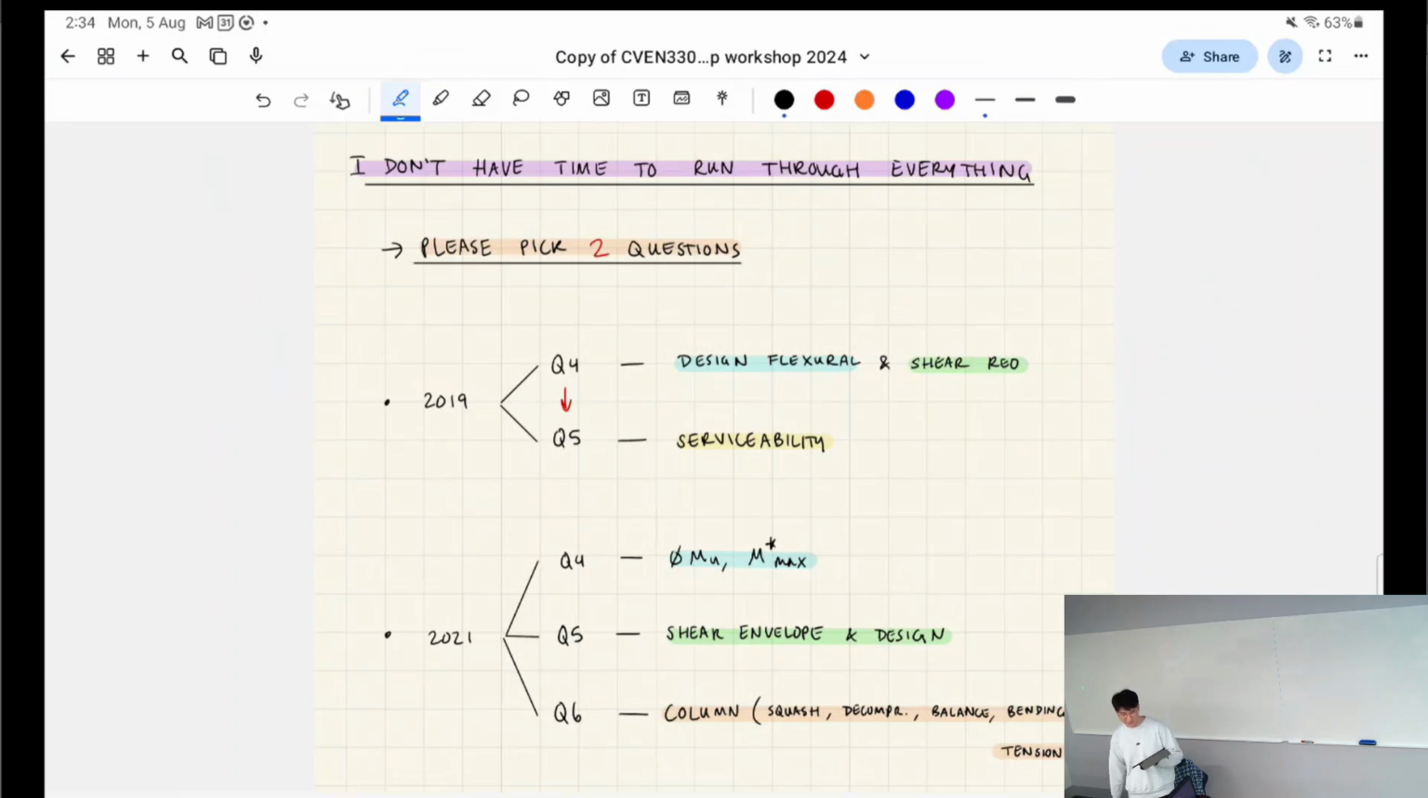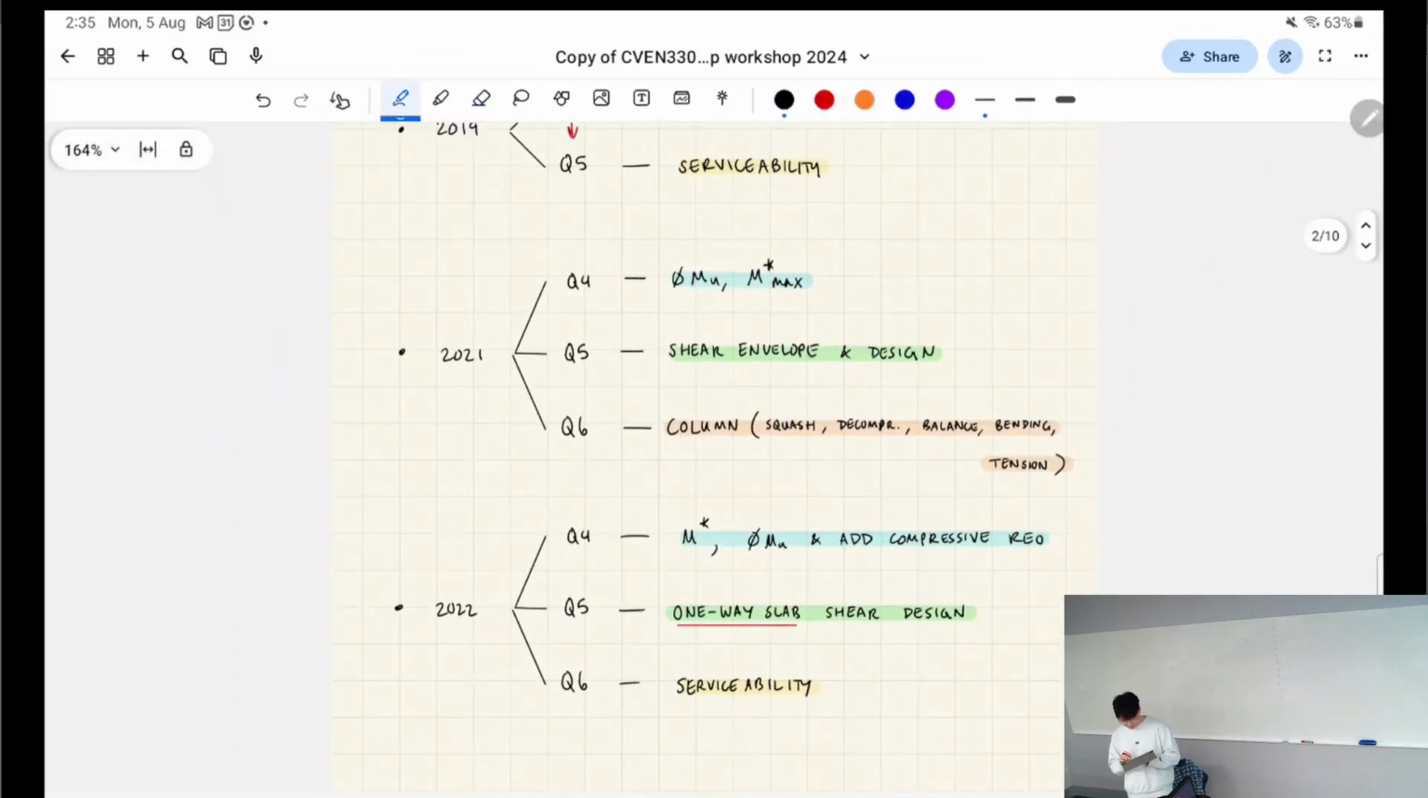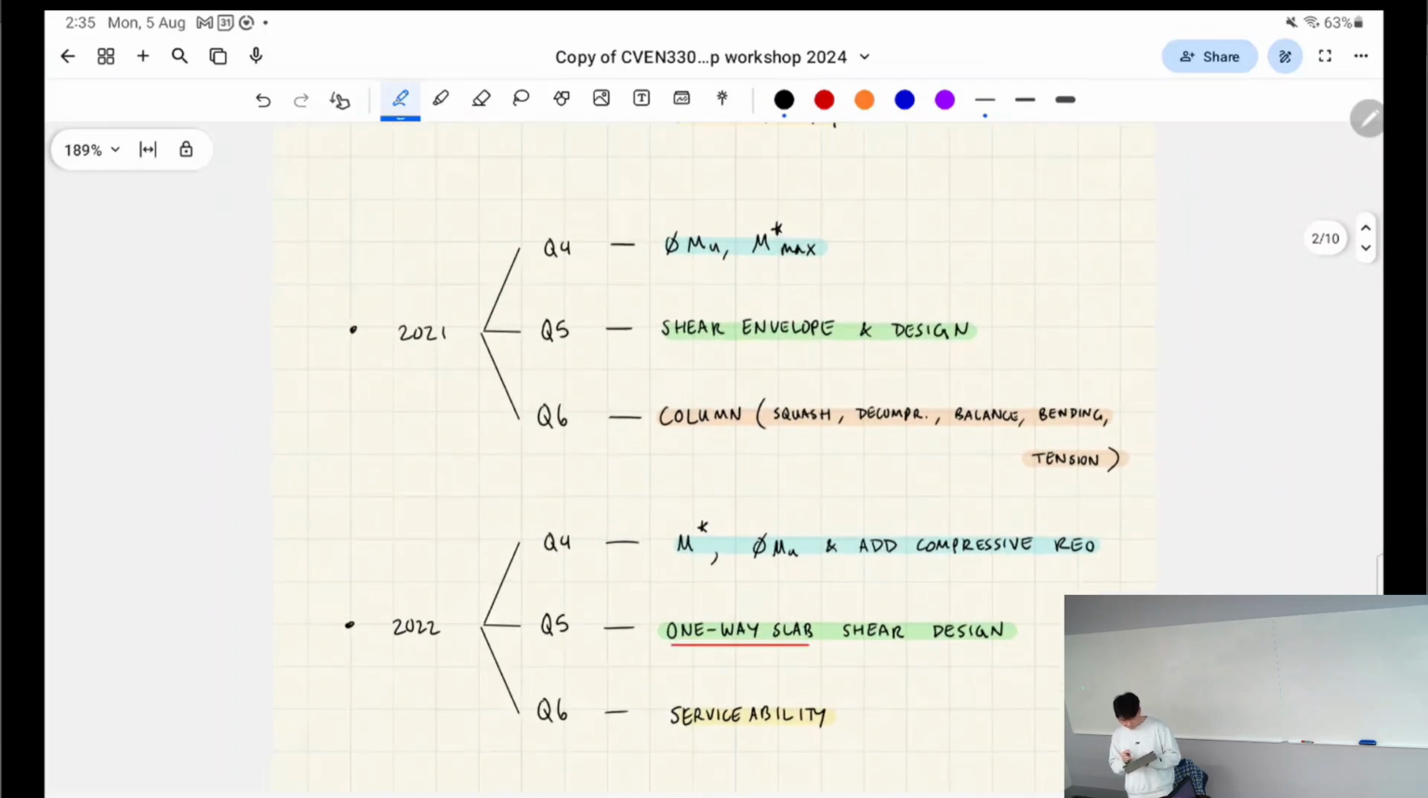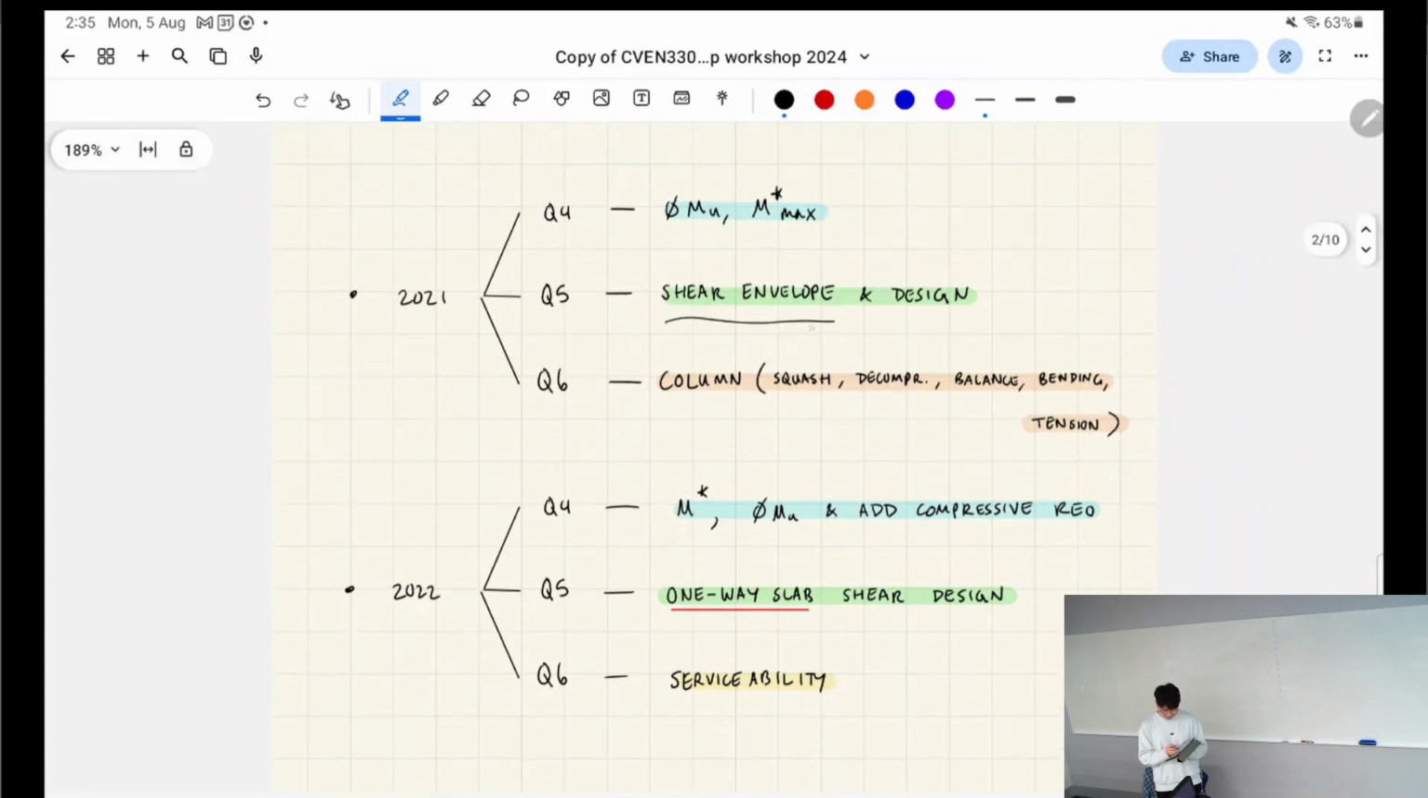From the 2019 paper, there's designing the flexural steel, designing the shear steel, and serviceability. Then they made it harder and made it three questions instead of two. Question 4 was flexure, question 5 was shear, question 6 was columns, and this one involves shear envelopes as well. And then question 4 was flexure, question 5 was shear design in the context of one-way slabs, and question 6 was serviceability.